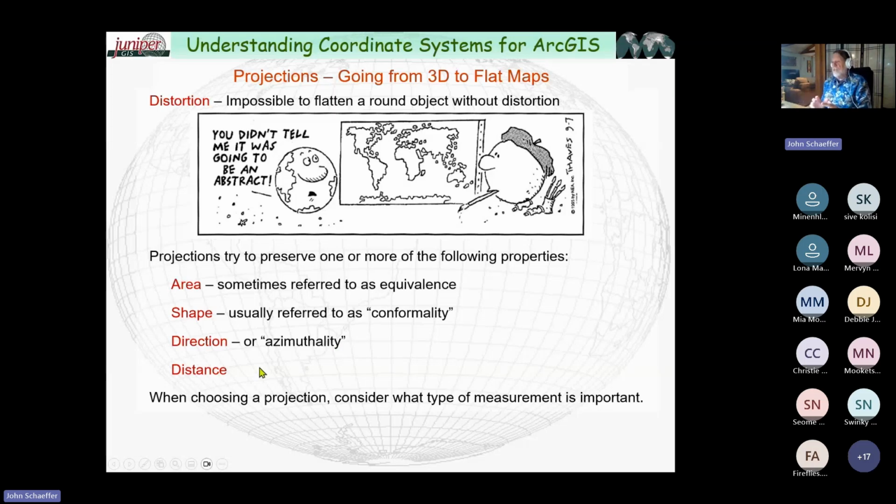So when you're looking at the type of projection to use, you're looking at what's most important: area, shape, direction, distance. Direction: if I was going to sail my boat, which I don't have, from the west coast of the USA to the Hawaiian Islands, and my projection was not designed around direction, I could miss the Hawaiian Islands. Distance, same type of thing.